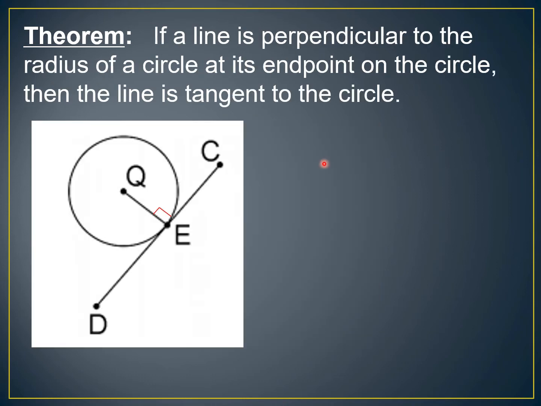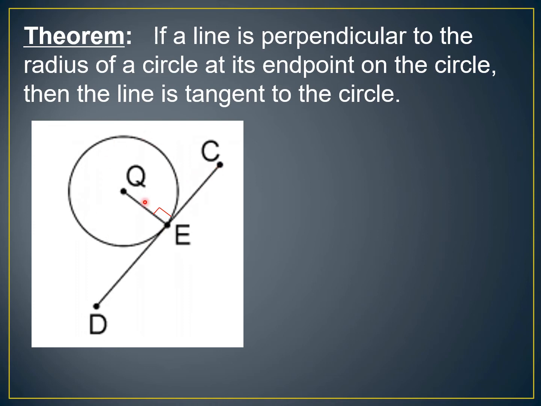In this theorem, ito naman yung kabaliktaran ng theorem kanina. So, sabi dito, if a line is perpendicular to the radius of a circle at its endpoint on the circle, then the line is tangent to the circle. So, dito sa figure na to, we have here circle Q, tapos si line CD at saka si line QE ay perpendicular sa bawat isa. Since yung QE natin is radius of the circle, automatically we can say that DC is tangent to the circle Q.